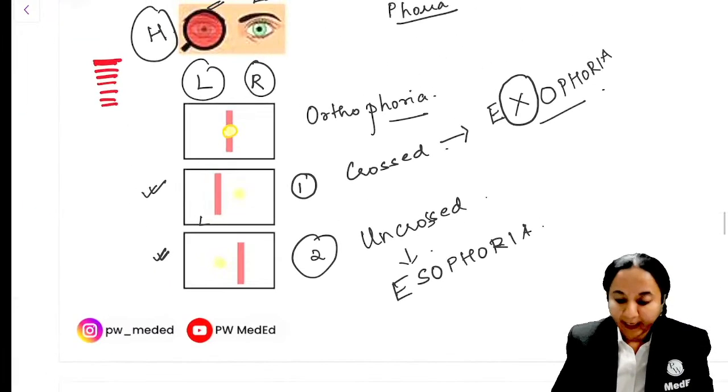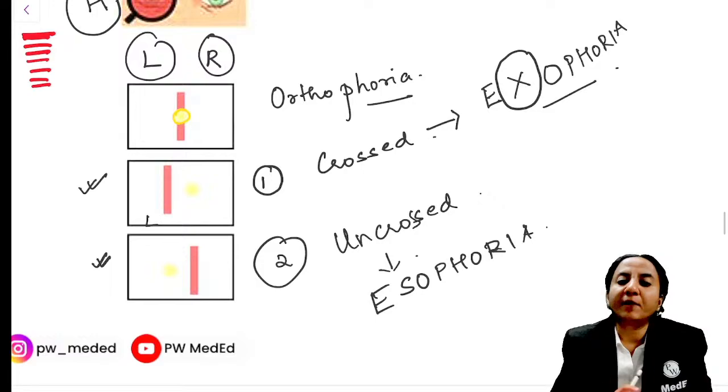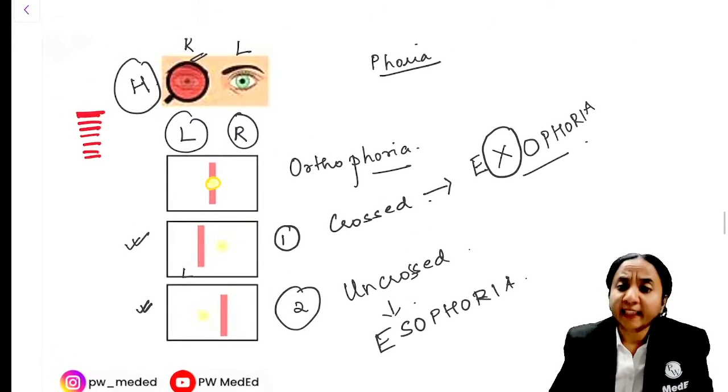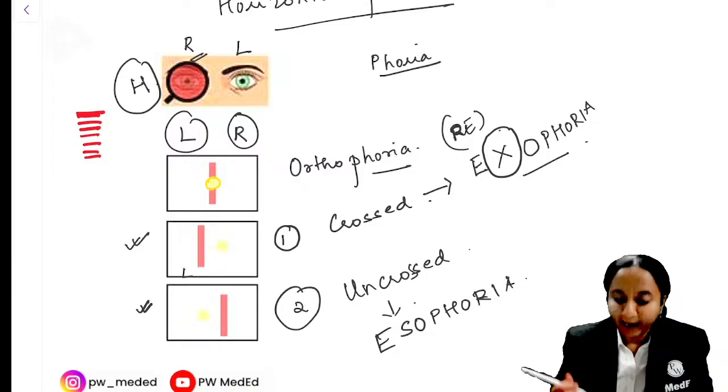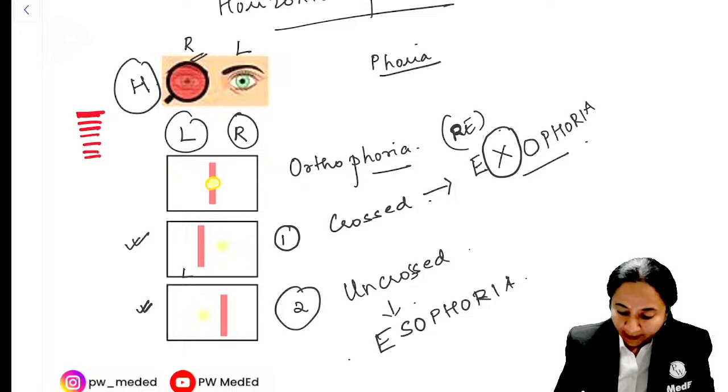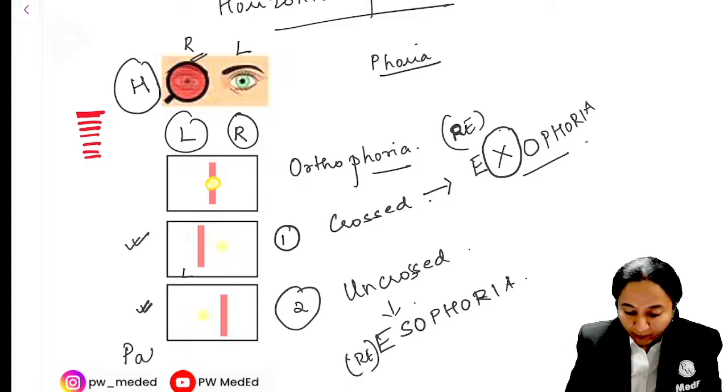And for horizontal, what did we study? That if the image is crossed, that means it is exo, so right eye exophoria, because the images have crossed. And if the images have not crossed, then that is esophoria. So this is the patient's view. Remember, patient's view.